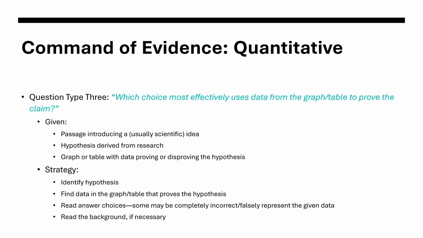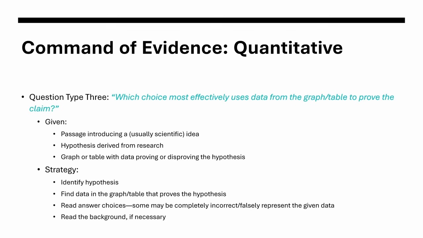So your strategy is again pretty similar. You're going to identify the hypothesis contained in the passage. You're going to rewrite that in your own words as with the other two COE questions. Then you're going to find some data in the graph or the table that might prove that hypothesis. And you're then going to read the answer choices and then read the background. Now note, when you read the answer choices, some might falsely represent the data given.